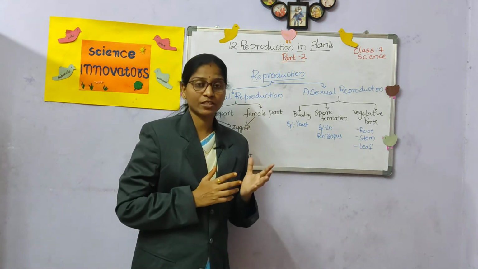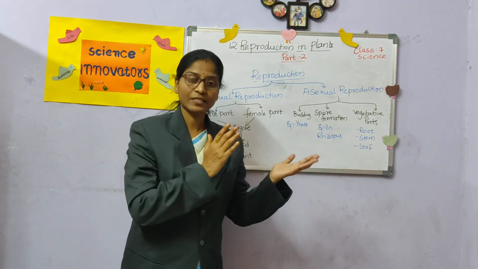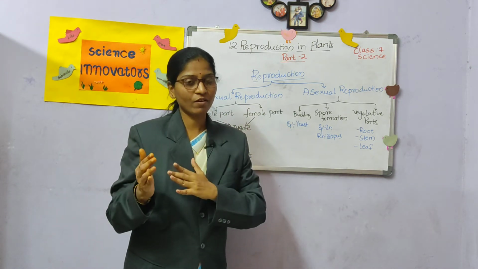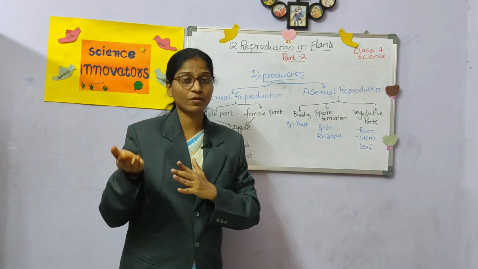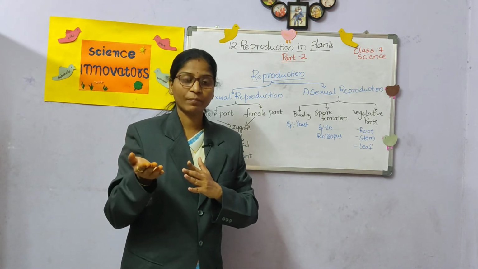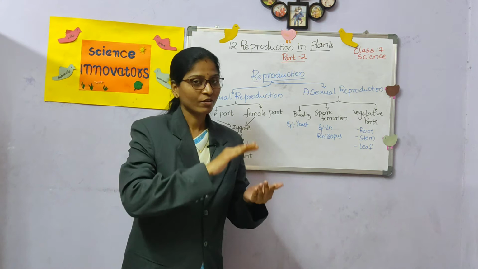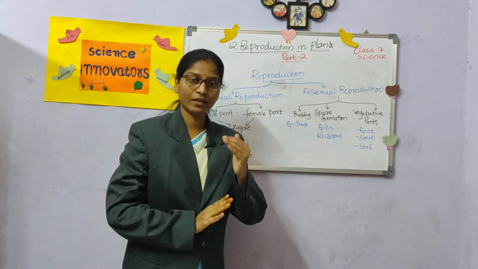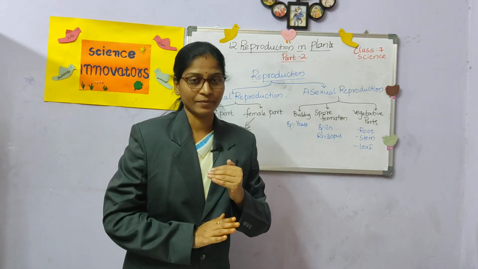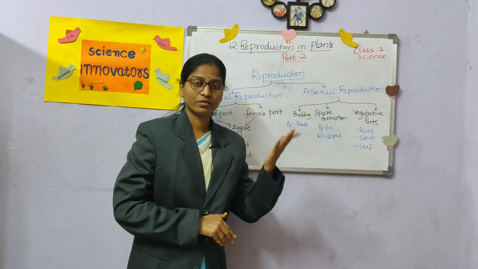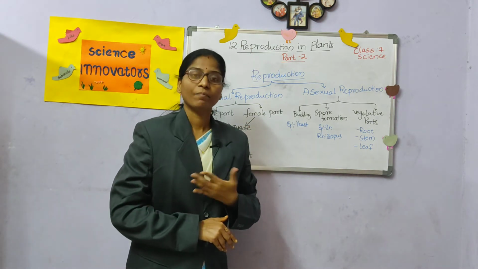In unisexual flowers, there will be separate male and female flowers, and there will be transfer of the pollen grain from the male flower to the female flower. There occurs cross pollination. So these are the things which we have seen in our part 1.